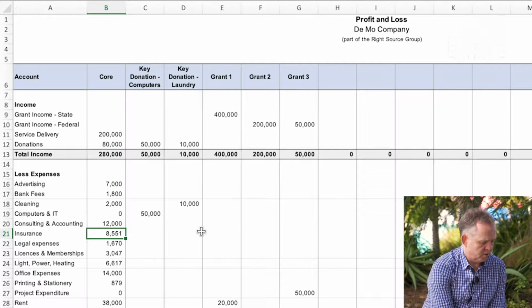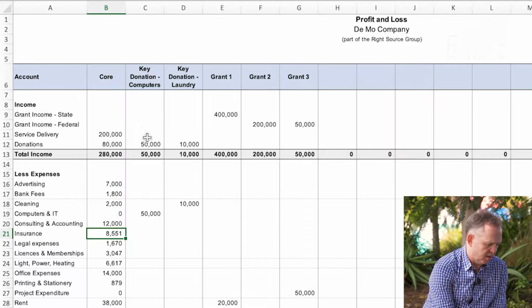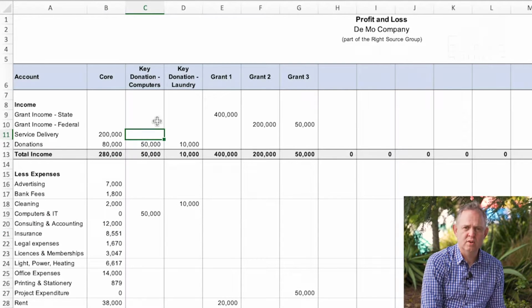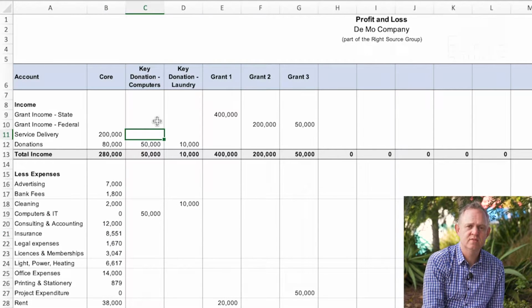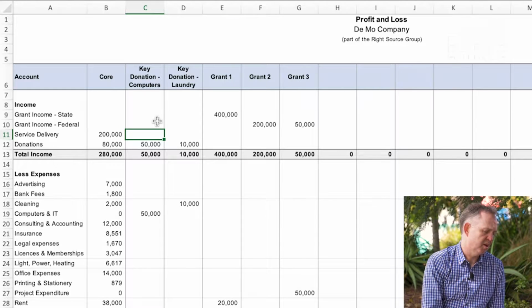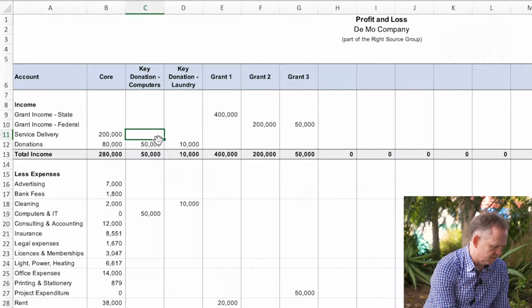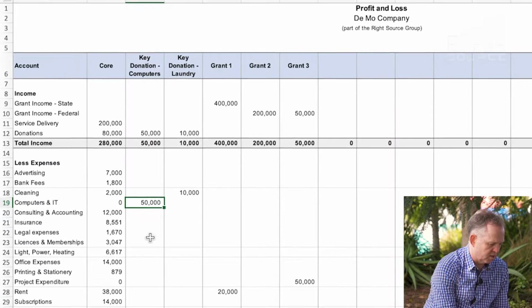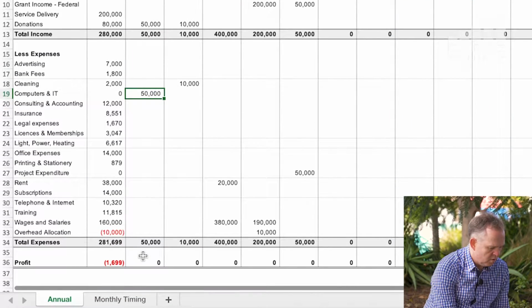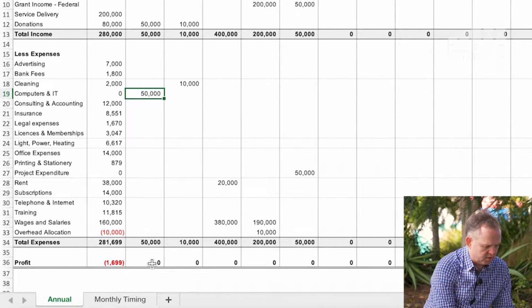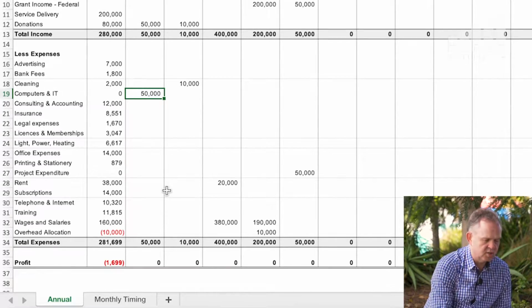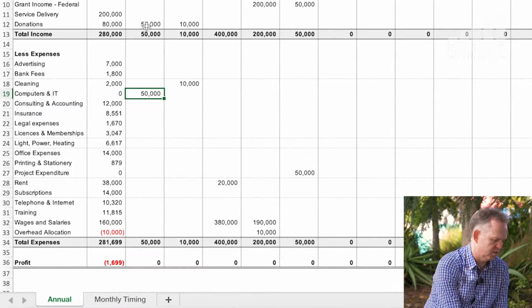So the next two options I've got there, where someone's given or is planning to give your not-for-profit a donation of $50,000 for the year, and they want that to be spent on computers. So then $50,000 in, $50,000 on computers. What you see at the bottom there is that there's no net profit or loss, so there's no surplus or deficit on that donation.